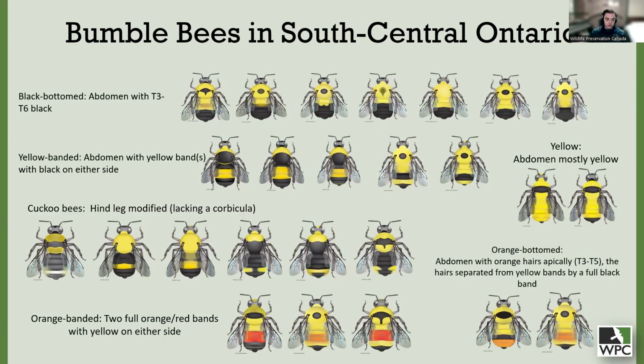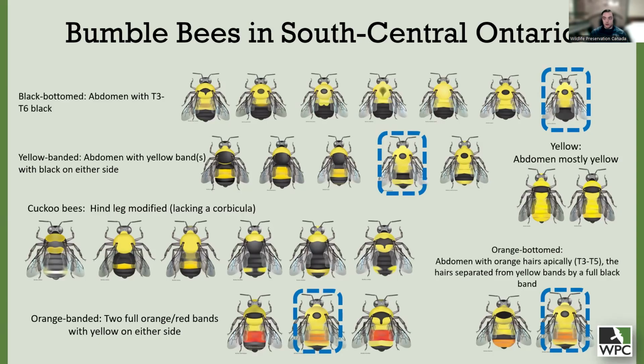Well, there's one species in particular that can fit a multitude of these different coarse color groups. So all of these diagrams that I've circled in blue, confusingly, are all the same species. It's just that this species can display a multitude of different color patterns. So depending on what color patterns are being exhibited by the individual bee, they might fall in the black bottoms, the yellow bandeds, the orange banded, or the orange bottomed, just depending on what the individual bee is showing.